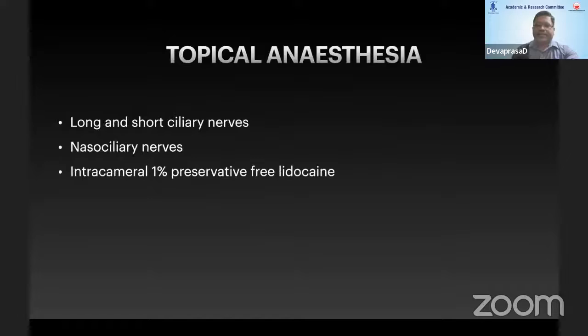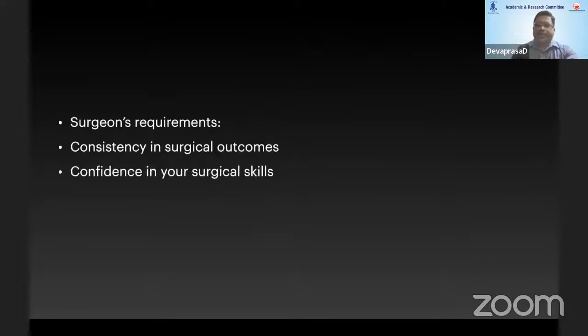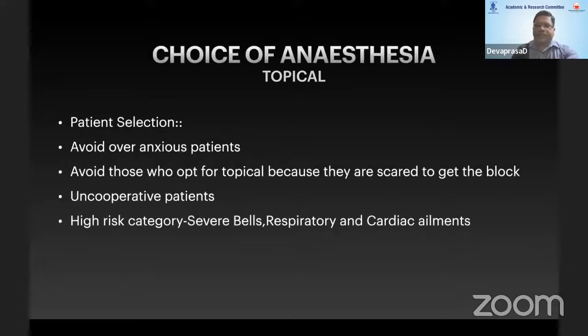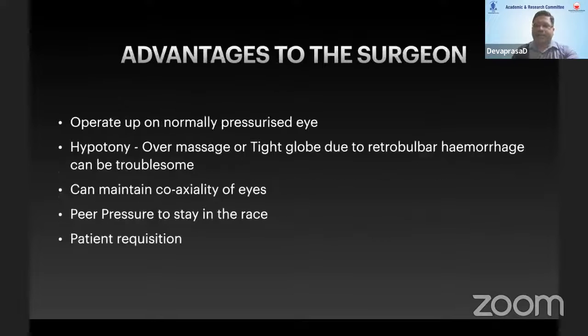Topical anesthesia is the commonly performed technique. It blocks the long and short ciliary nerves and nasociliary nerves, coupled with intracameral 1% preservative-free lidocaine. The surgeon's requirements are that he should be consistent in surgical outcomes and confident in his surgical skills. For patient selection, you should always avoid anxious patients, those who opt for topical because they're scared of blocks, and uncooperative patients. For high-risk categories like severe bronchial, respiratory and cardiac patients, you need to have an anesthetic backup.